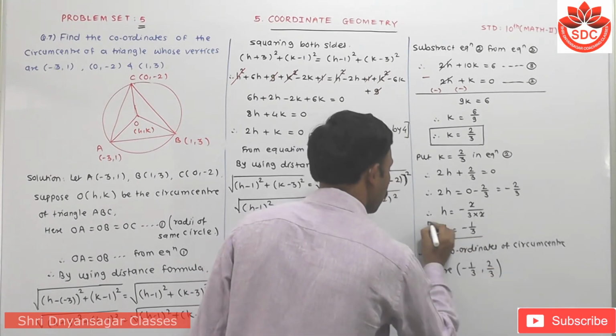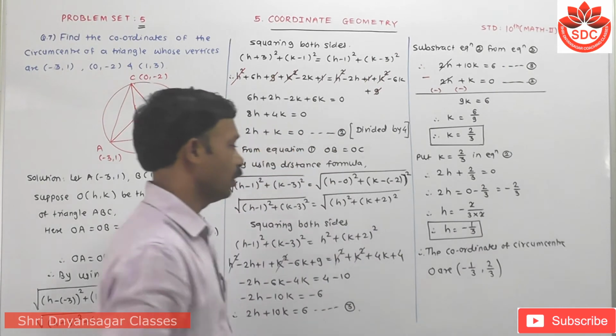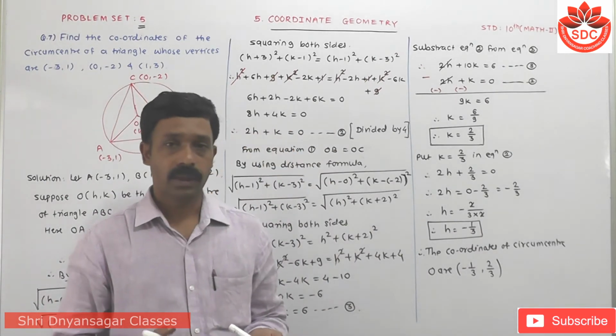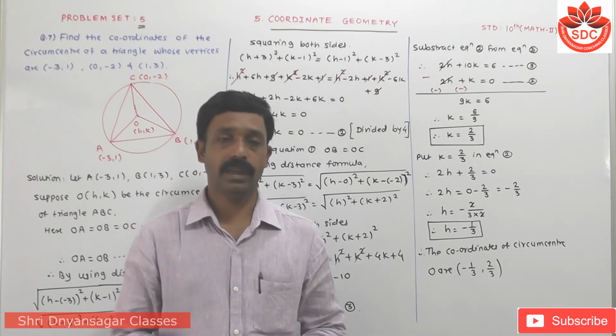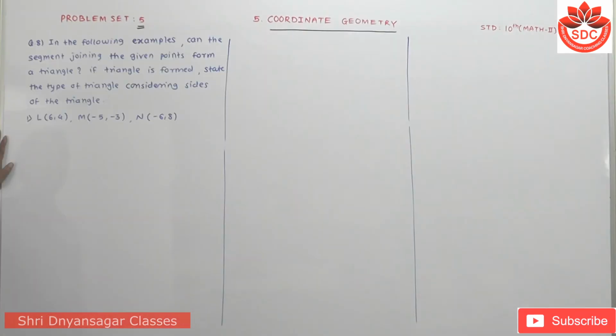This is the coordinate of the circumcenter O. Can you understand this, student? Very important example. Let's take the next question.